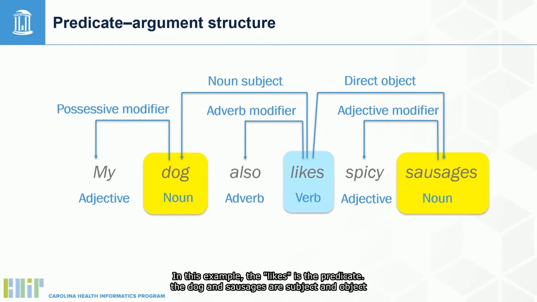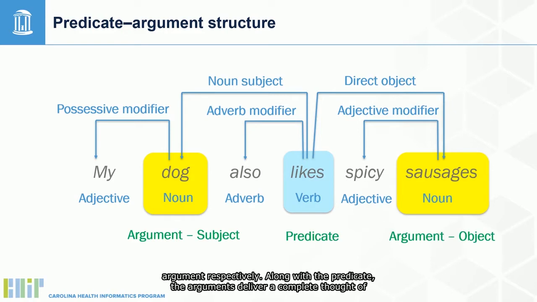In this example, "likes" is the predicate, and "dog" and "sausages" are the subject and object arguments, respectively. Along with the predicate, the arguments deliver a complete thought of the sentence, which is "dog likes sausages." How could we figure out such a subject-predicate-object relation?